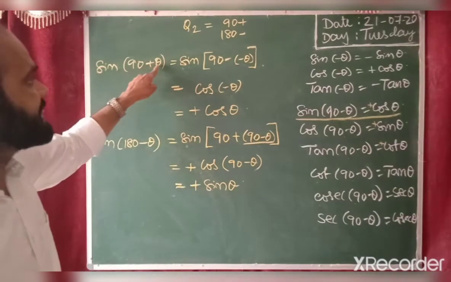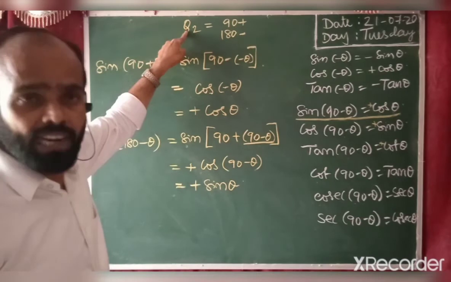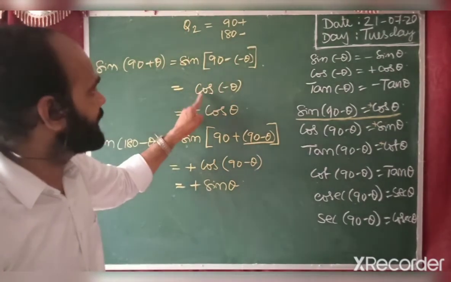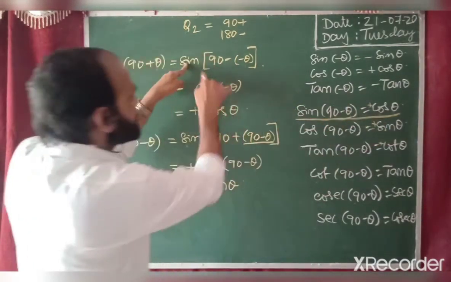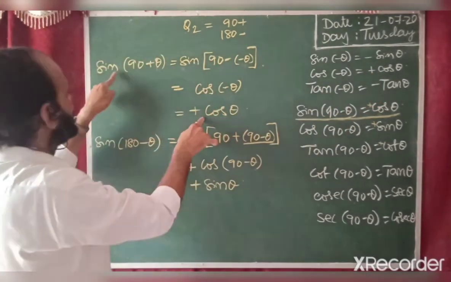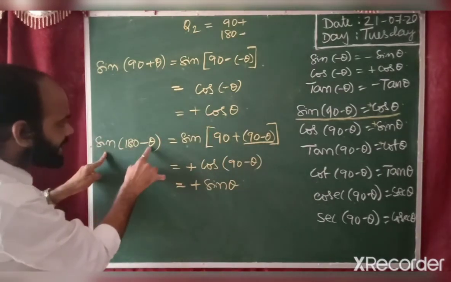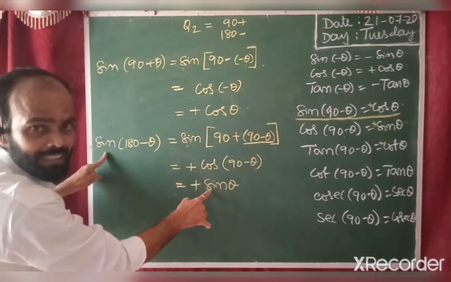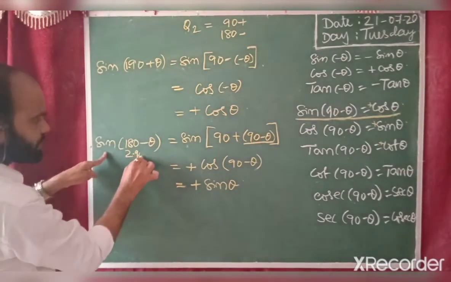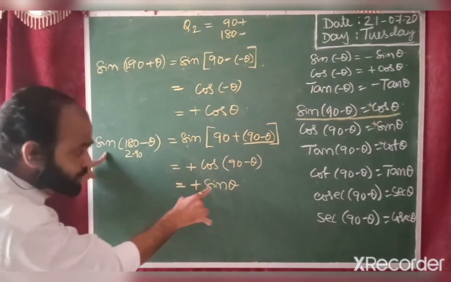Sine of 90 plus theta. I have taken 90 plus theta to check the properties of trigonometric ratios in quadrant 2. So 90 plus theta is written as 90 minus of minus theta. That is nothing but sine of 90 minus theta is cos theta, with minus theta, and cos of minus theta is plus cos theta. So sine of 90 plus theta is cos theta. Sine of 180 minus theta, we got sine theta. That means what is the observation we can see? This is 180, this is 90s. So whenever we have these multiples of even numbers, the ratio remains the same.